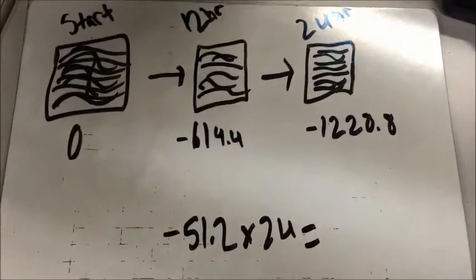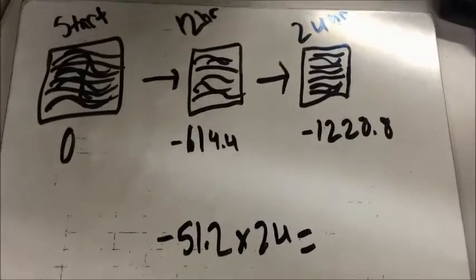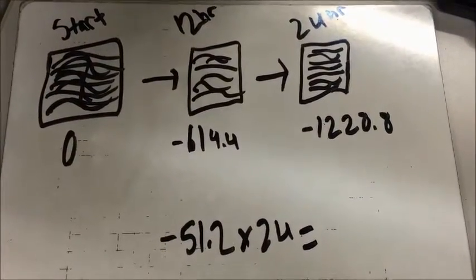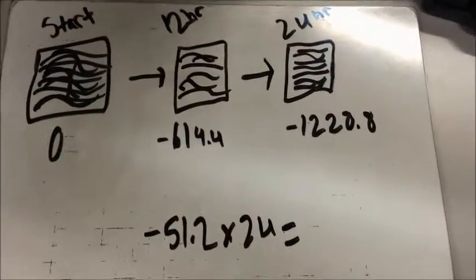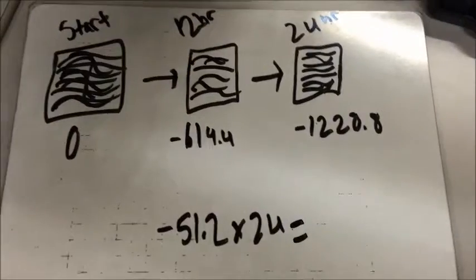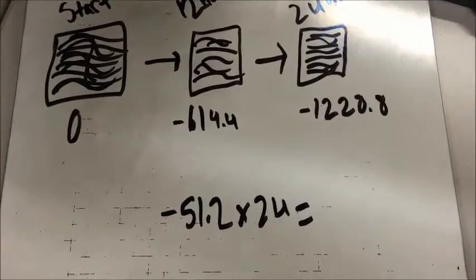As you can see, at the start it was 0. At the start it wasn't losing any. But then after half of the time, it had negative 614.4 liters gone. And then at the finish, it had negative 1,228.8 liters gone.